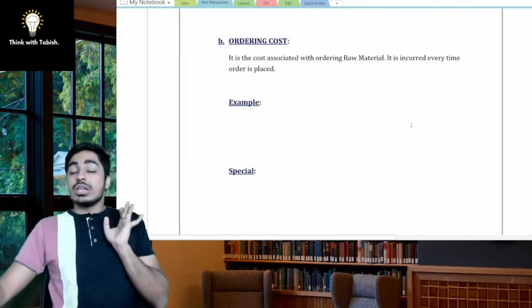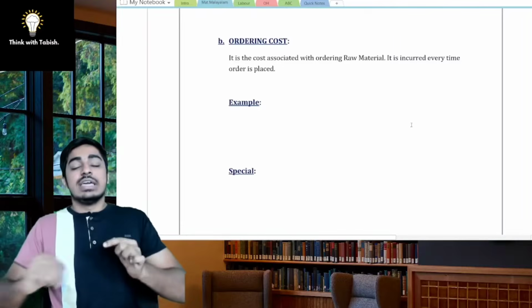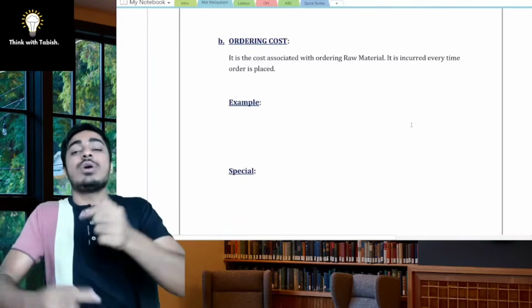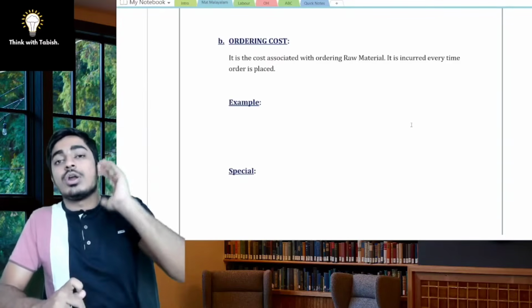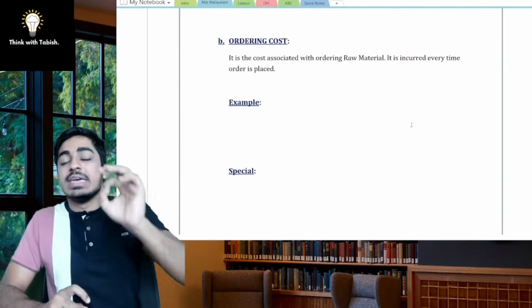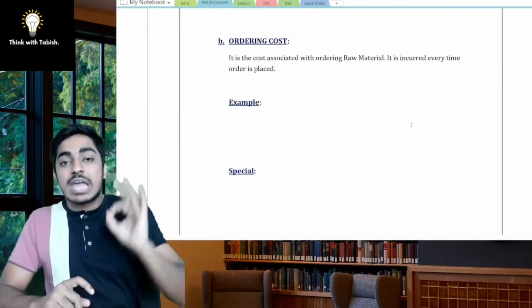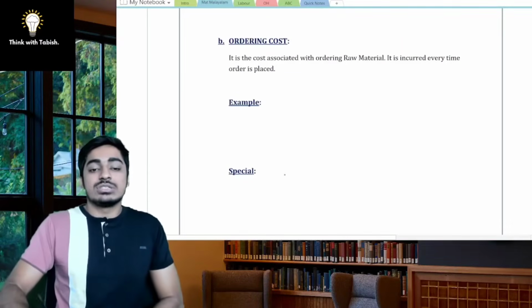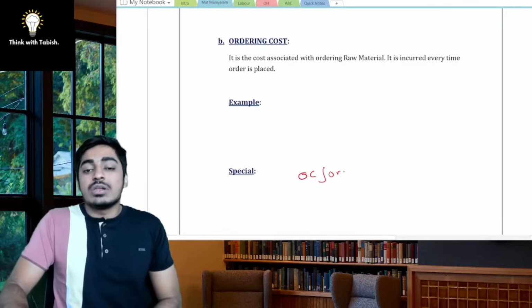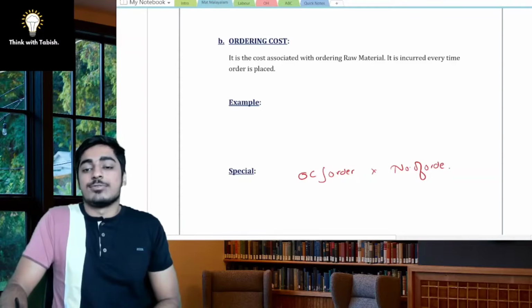Next, we have the ordering cost. What is the ordering cost? It is the cost associated with ordering raw materials. Every time to buy rice, I need to go to the shop on an auto. I have to pay 30 rupees for that. Every time I'm placing an order, I have to incur this. This is ordering cost. How do we get the ordering cost? It is ordering cost per order into number of orders.